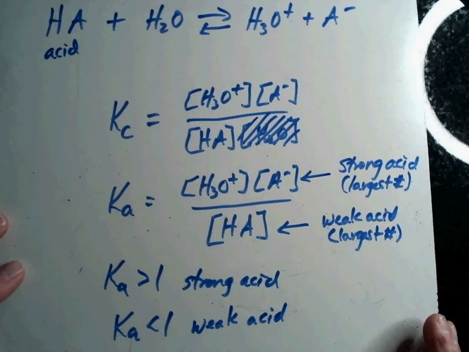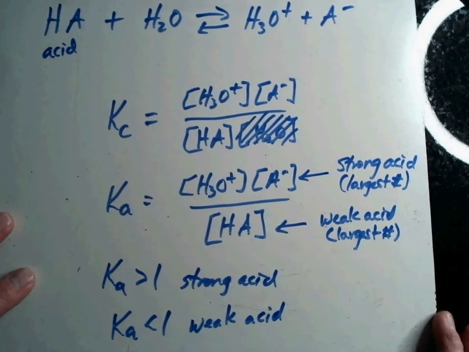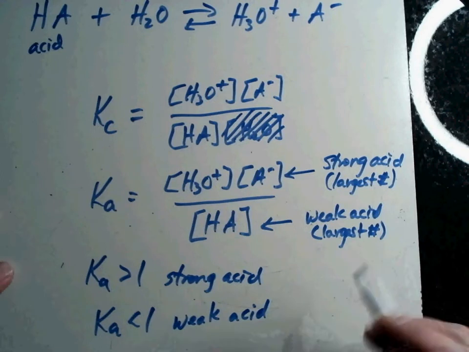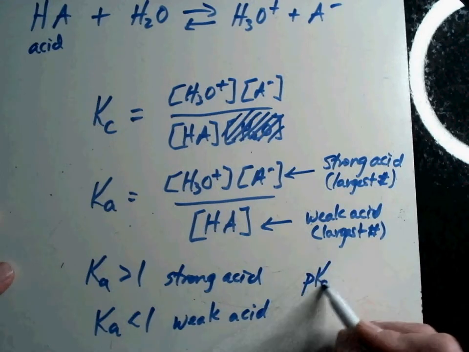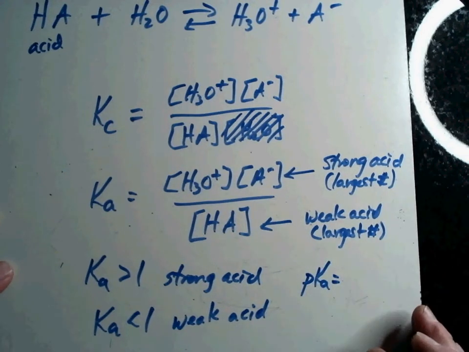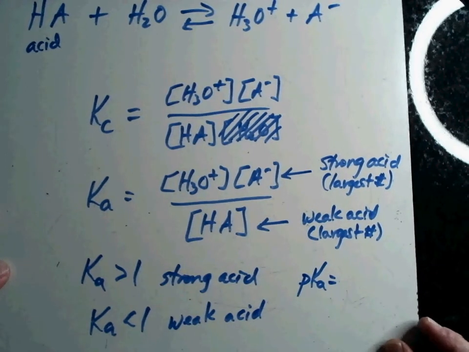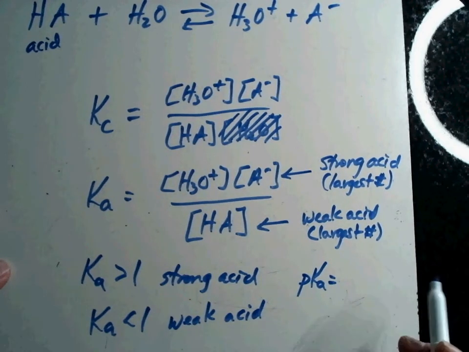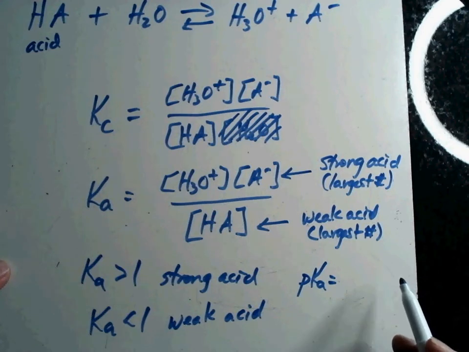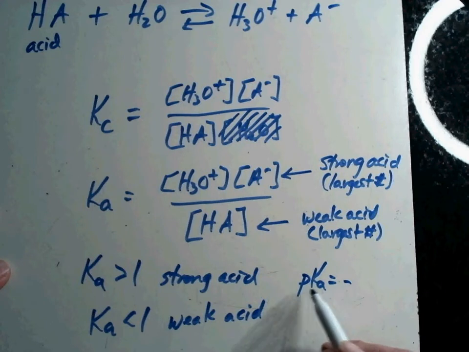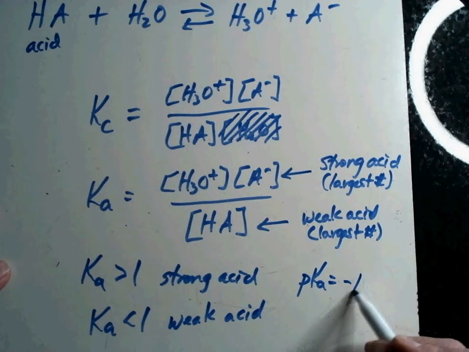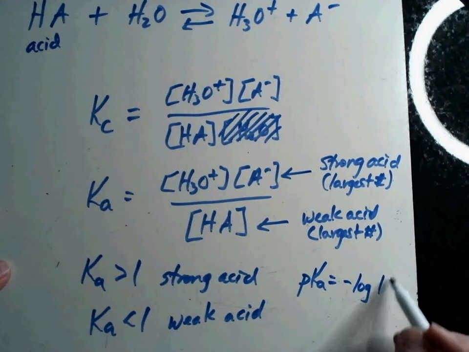Okay? Now, here's where we start plugging in things that look really crazy. There is what is called the pKa. Well, the first thing that makes me think of is pH. How do we do pH? You take your H concentration, and it was what? The negative log of your H concentration. So if this was pH, it would be the negative log of the H concentration, but since it's pKa, it's the negative log of the Ka.